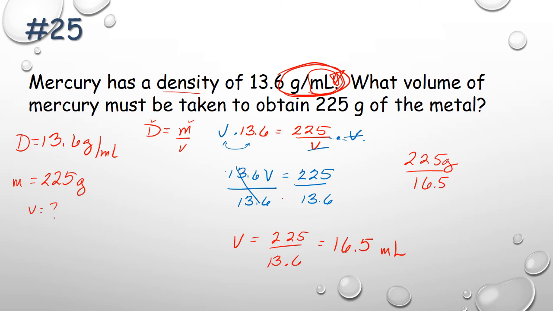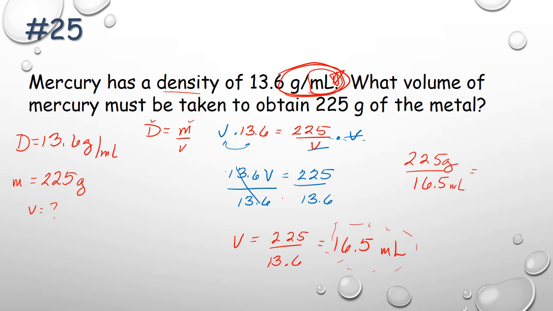16.5. Now, the density was 13.6. Clearly, that number's bigger than 1. And if I divide 225 by 16.5, I will definitely get a number greater than 1. Of course, you could go ahead and check it if you want. But yes, bingo, I have the correct answer of 16.5 milliliters, and my significant figures are correct.